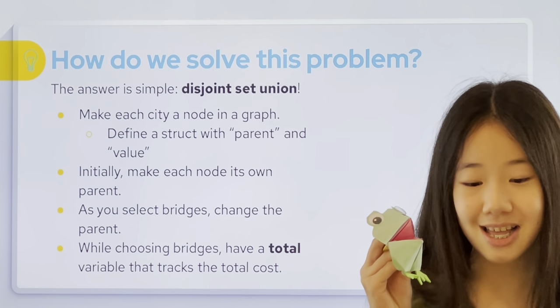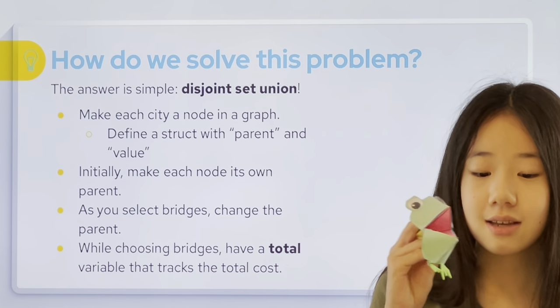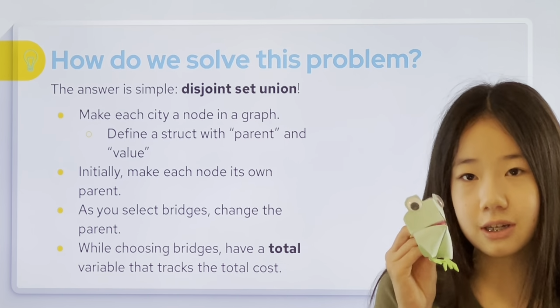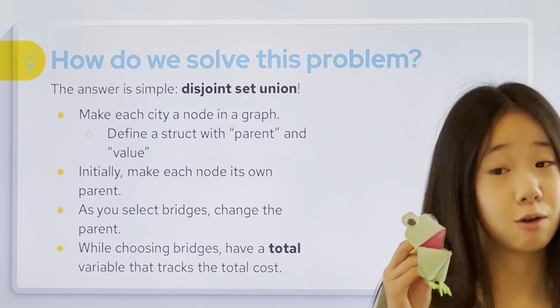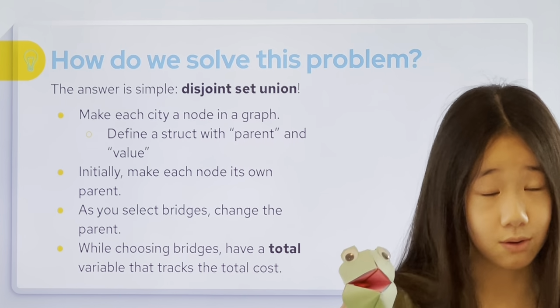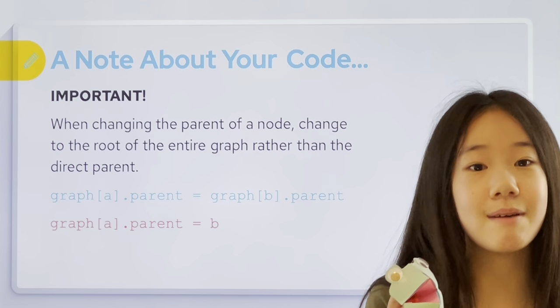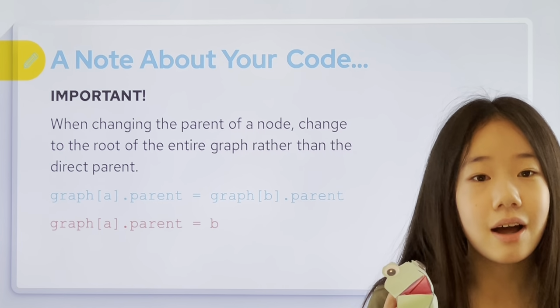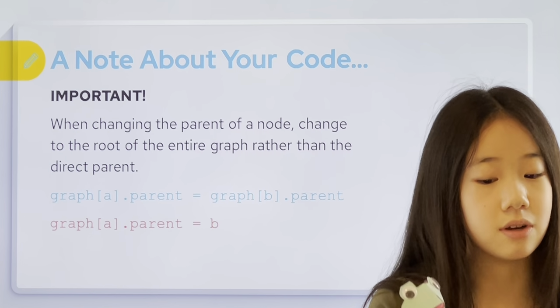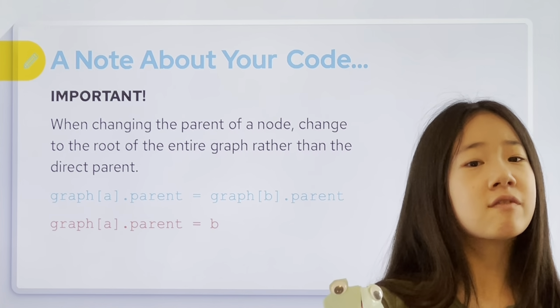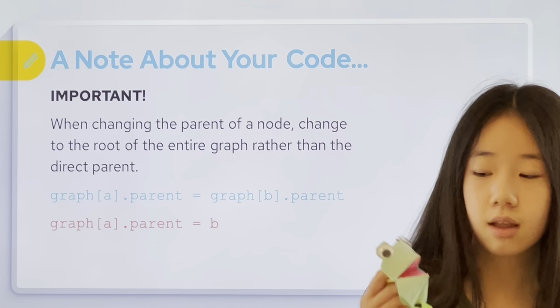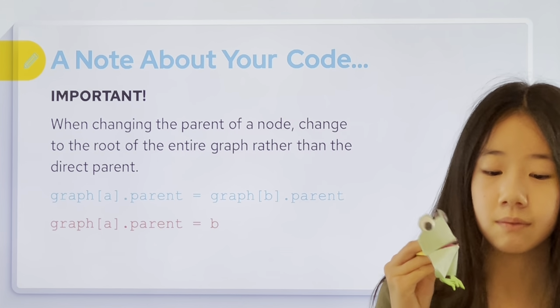Right? Yeah? So when you say change the parent, does that mean change it to the direct parent or the root of the entire graph? Ricky, that is a great question. Now, I'd like to make this a note for everyone. When you are changing the parent of a node, change it to the root of the entire graph, not the direct parent. Why is this so important, Rory?